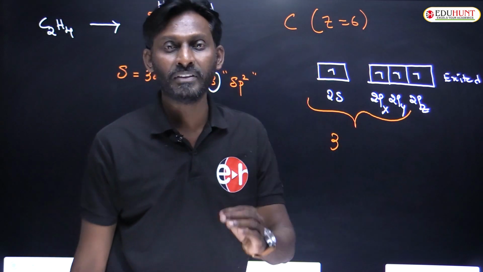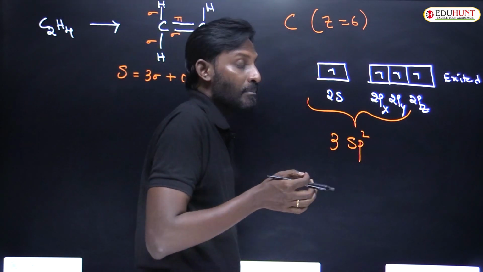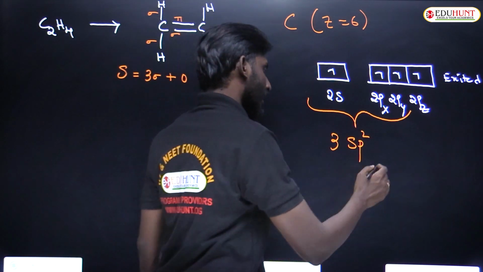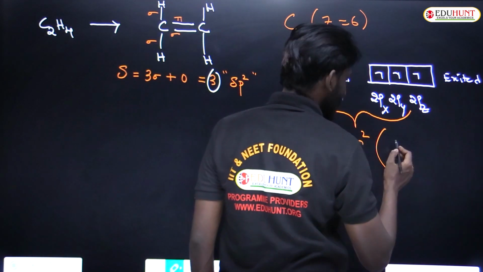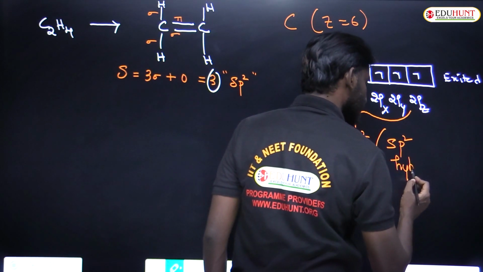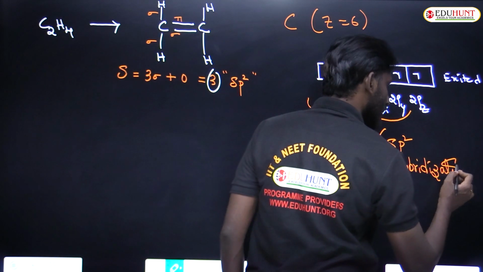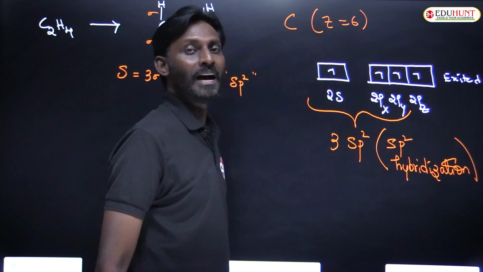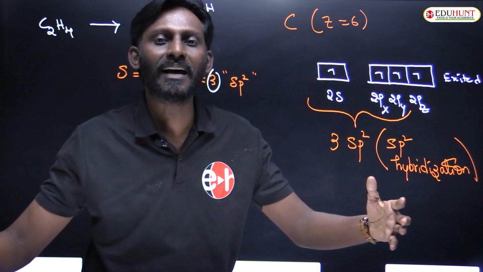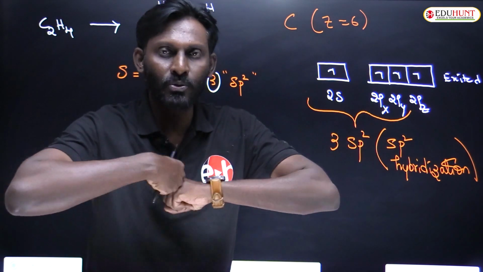What is the name of each hybrid orbital? The name of the hybrid orbital is called sp2, and the hybridization process is called sp2 hybridization. The hybrid orbital is called an sp2 hybrid orbital, and the whole process is called sp2 hybridization. So 3 atomic orbitals intermix to give 3 hybrid orbitals.